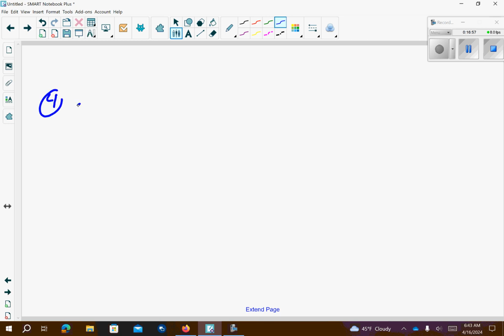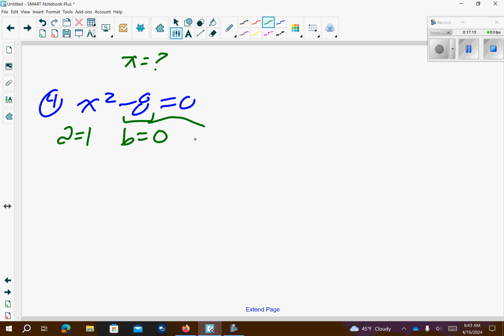Number 4, we have x squared minus 8 equals 0. This one, where is that x value? Okay, if it's not there, so my a value is 1, my b value is not there, so it has to be 0, and my c value is negative 8. So yeah, we can plug these in.